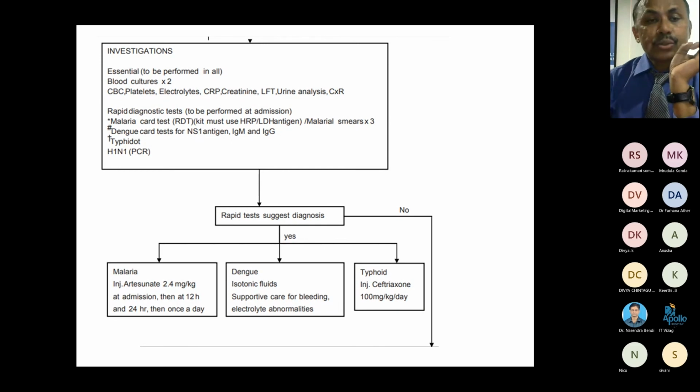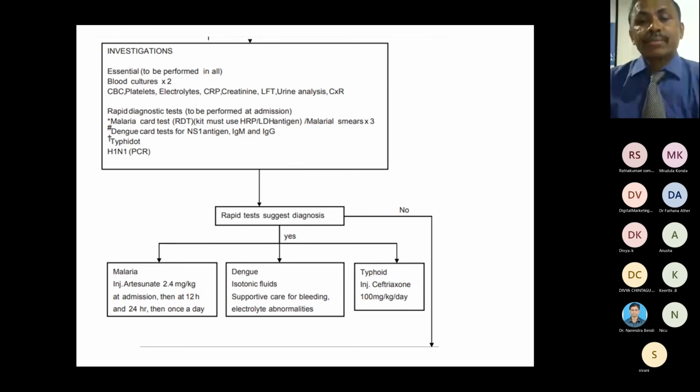So blood cultures, two sets; complete blood counts, platelets, electrolytes, CRP, creatinine, liver function tests, urine analysis, and chest X-ray. And also, you would use rapid diagnostic tests for malaria, dengue fever, typhoid, H1N1, if any of these are available. And for typhoid, you would use a rapid diagnostic kit. Also, we would be using malarial smears, to reach some causative conclusions.